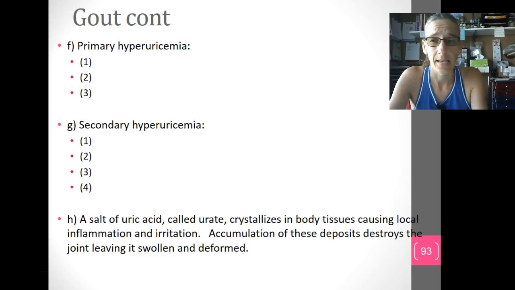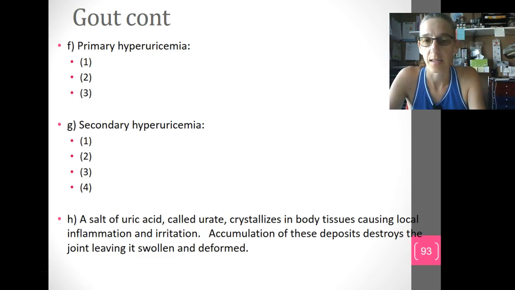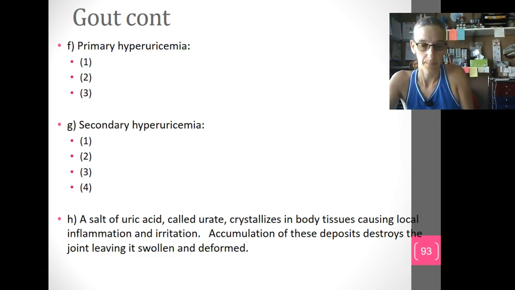Increased cellular turnover. Now this happens a lot with cancer patients. And altered renal tubular function related to the use of diuretics. It doesn't have to be prescribed diuretics, it can be things like salicylates and excessive alcohol intake that leads to underexcretion of the uric acid. All right, so a salt of uric acid is called a urate. It crystallizes in the body tissues, causing local inflammation and irritation, and accumulation of these deposits destroy the joints, leaving them swollen and deformed. It can also lead to renal stones.